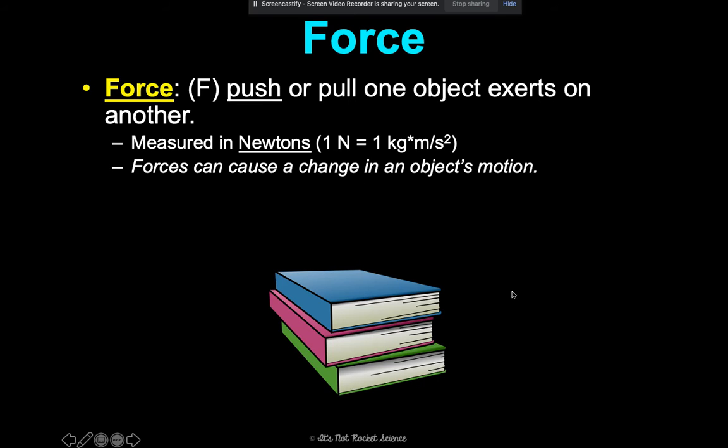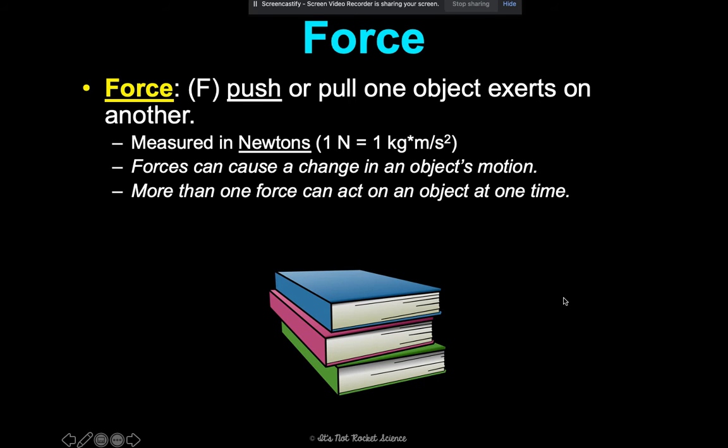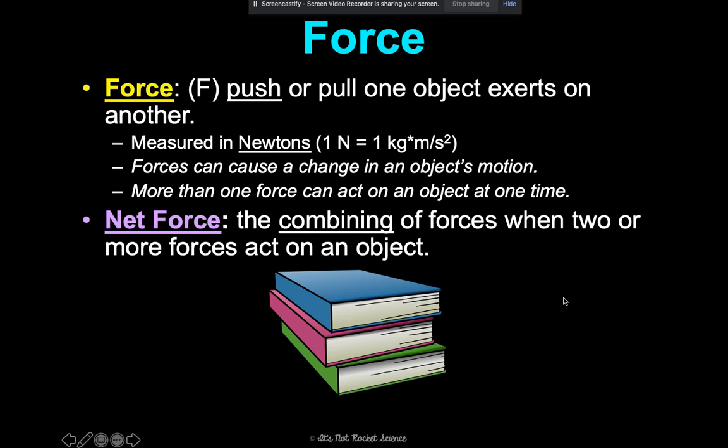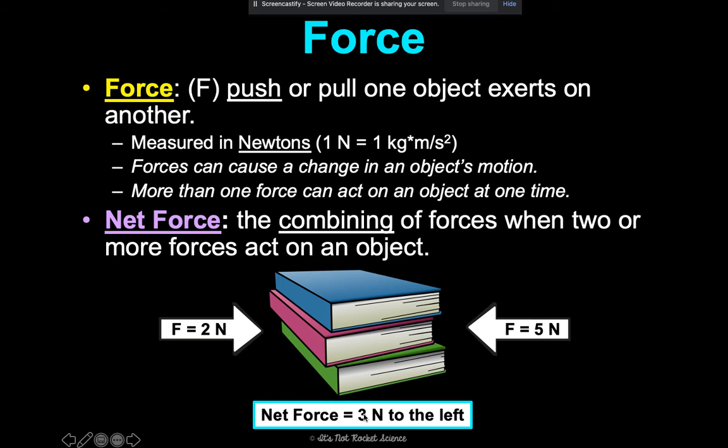Forces can cause a change in an object's motion. More than one force can act on an object at one time. So a net force is the combining of forces when two or more forces act on an object. So if we have a force on this stack of books, 2 newtons to the right, and 5 newtons to the left, our net force will be 3 N to the left because we subtract 5 minus 2, and to the left because the left has a stronger force.